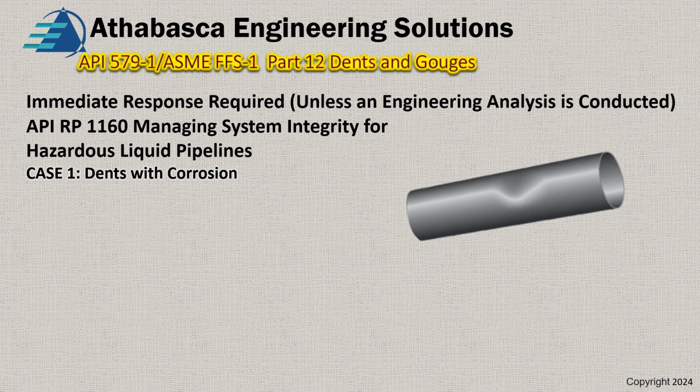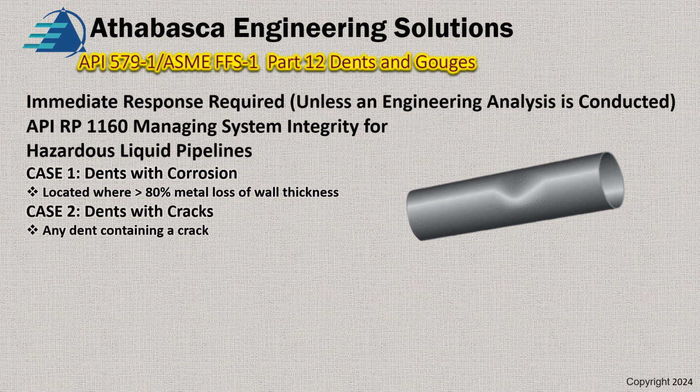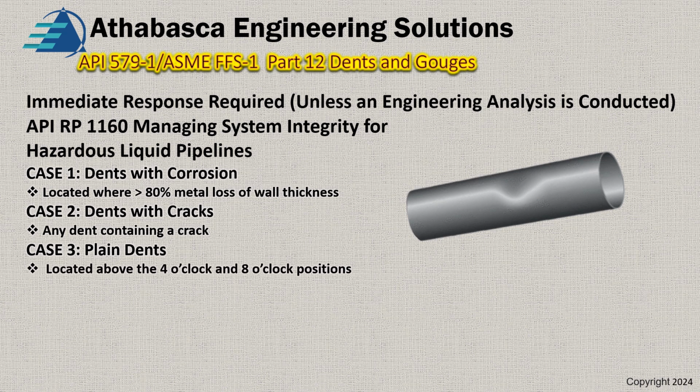Some rules of thumb are that an immediate response is required if, and I put this in different cases, typically the dent is located in an area where there's greater than 80% metal loss of the wall thickness. The second case might be if the dent contains a crack. So if you have a combination of two different cases, that's another case that we would see as critical. Another case is a dent located between the 4 and 8 o'clock positions, where 12 o'clock is at the top, the highest point in the pipe. If there's a dent there, and the dent is greater than 6% of the NPS diameter, then that would be a case of immediate response.